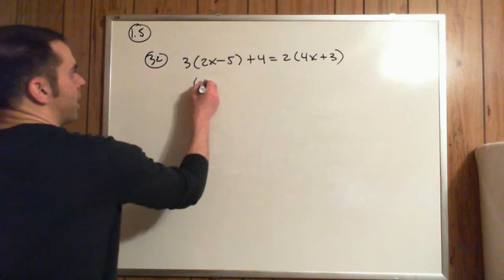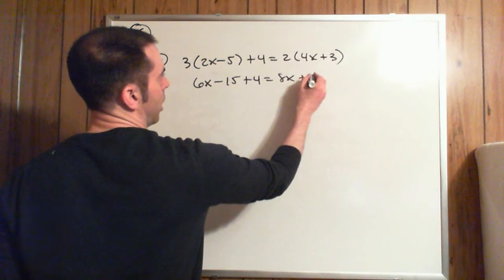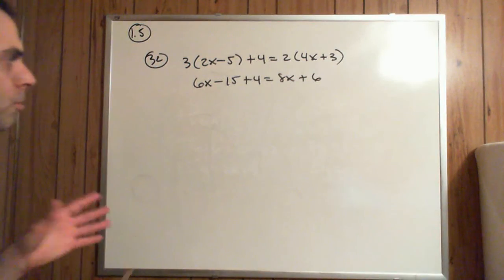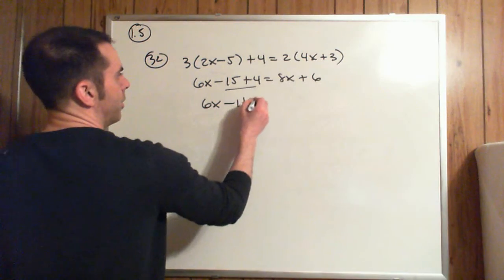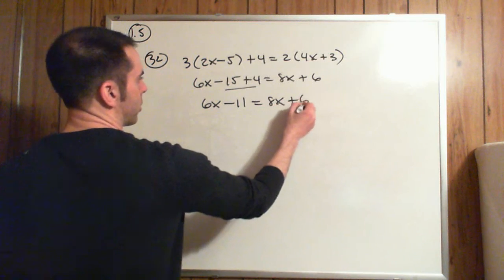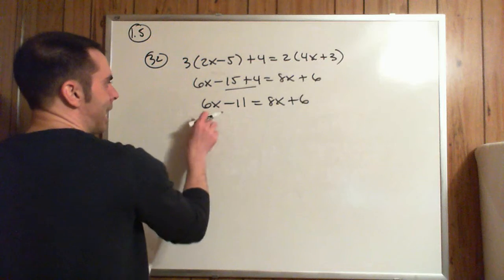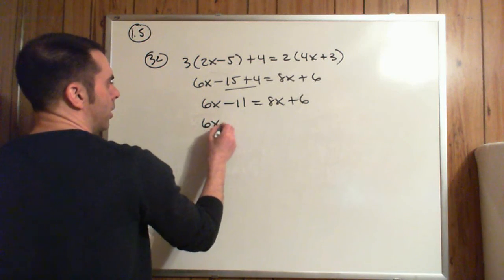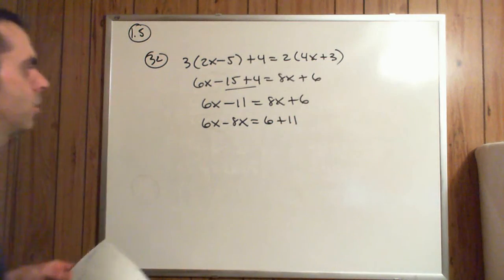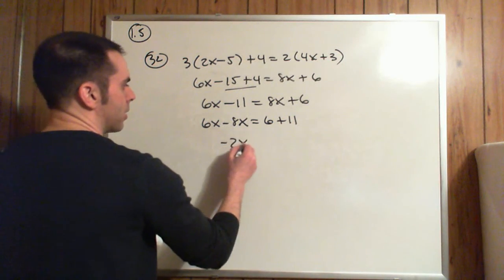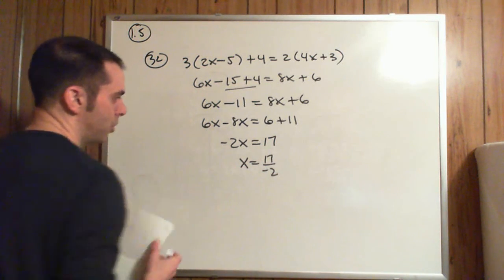Distribute and get 6x minus 15 plus 4 equals 8x plus 6. Always combine your like terms. So this here will give me 6x minus 11 equals 8x plus 6. Get all the x's to one side. So I'll subtract 8x, and I can add the 11 to the other side. So then this gives me negative 2x equals 17, and x is 17 over negative 2.